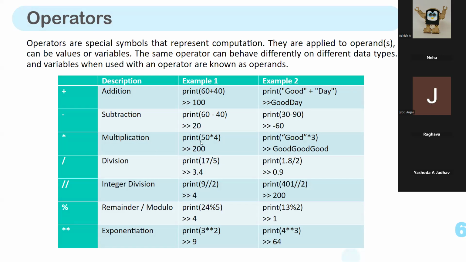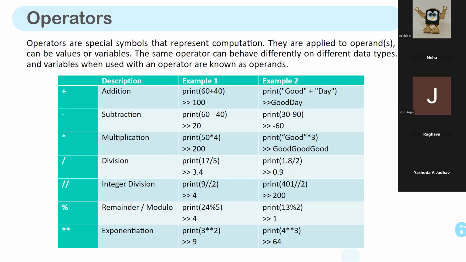Multiplication: print 50 into 4, so 200. So this is an integer value, whereas here it is a string value, but multiplication is possible, where it can repeat as many times as required. For example, the string good into 3 times gives good, good, good. And similarly for division, we have divide, but here also we will not be able to use strings. We will get decimal values, that is, float values.